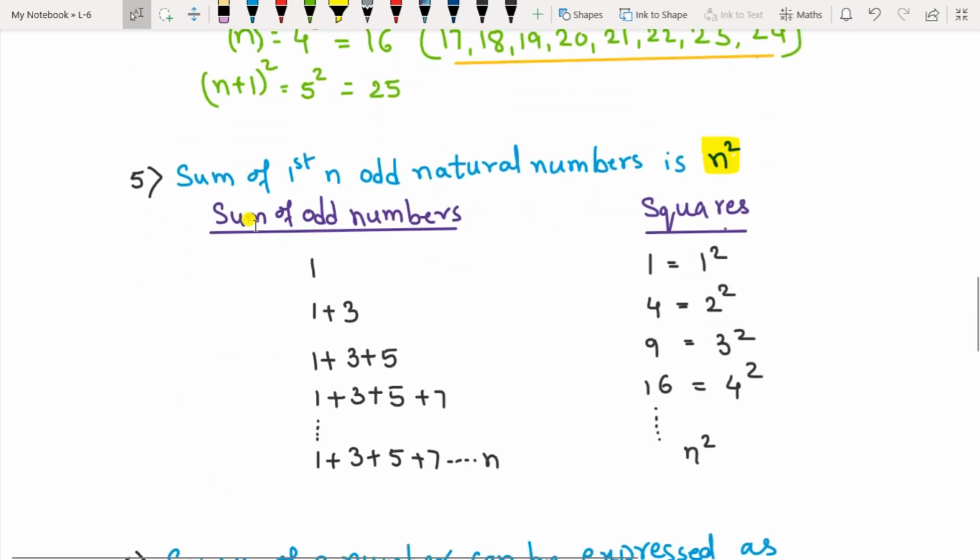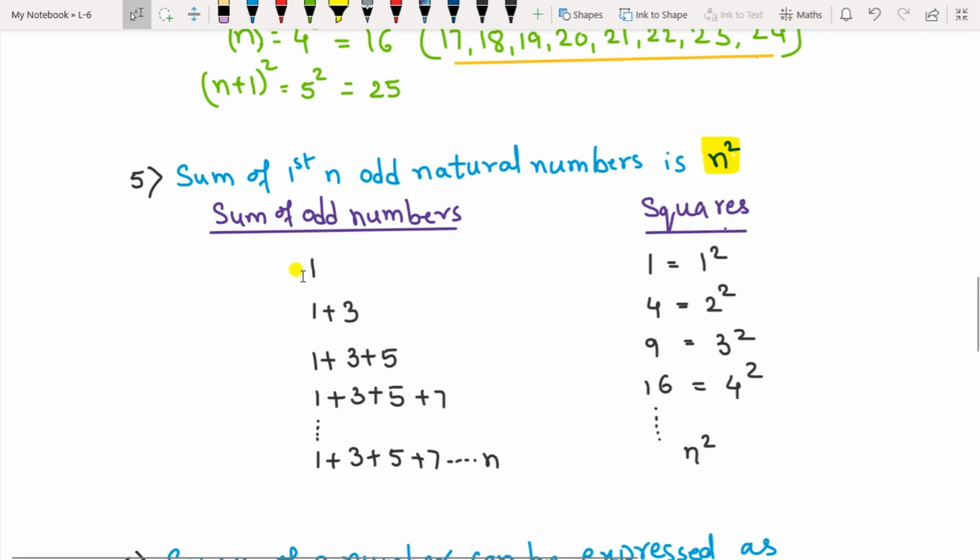The fifth property is that the sum of the first n odd natural numbers is n square. If we add the odd numbers one by one, the total of the odd numbers gives a square number, and that square number is the square of another number.